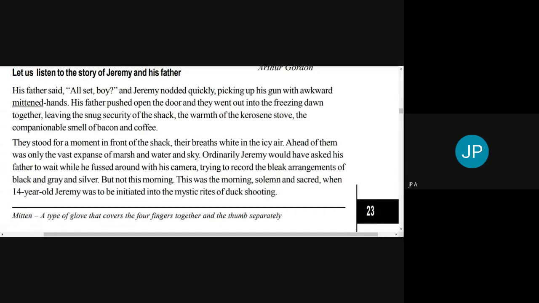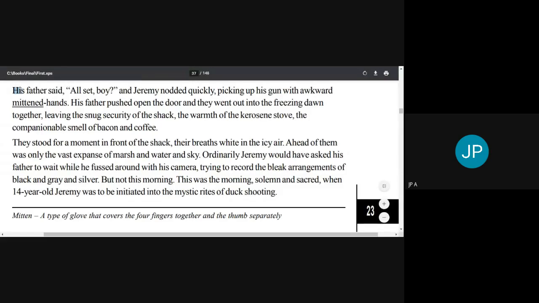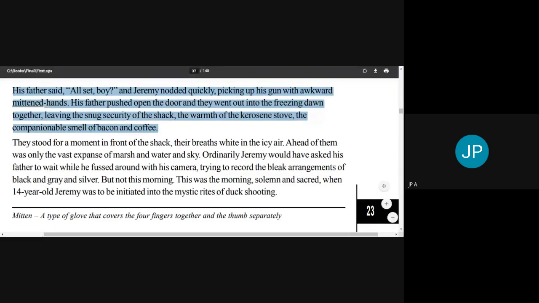Anybody can read the first paragraph. So this is what you have to read. Okay. Is it visible?